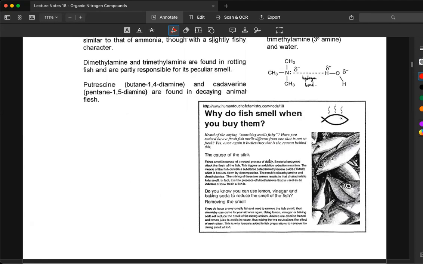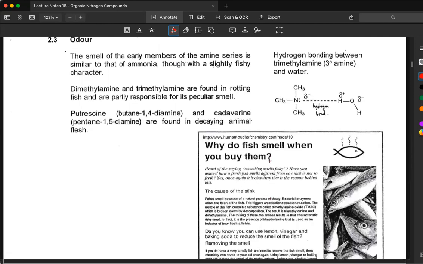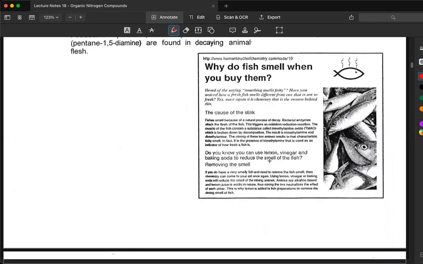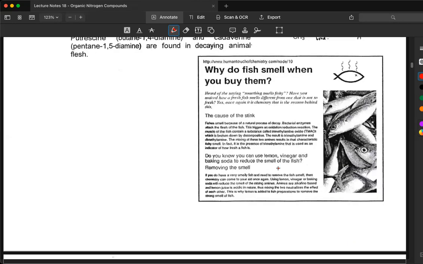So this is an interesting article on why fish smell when you buy them. It's because of the amine compounds in them. Yeah, the fishy smell that is very unpleasant. So people actually use lemon juice to neutralize the amine, which is an alkaline base. You do not need to know the reason for the sting. You just need to know there is amine there that will do.